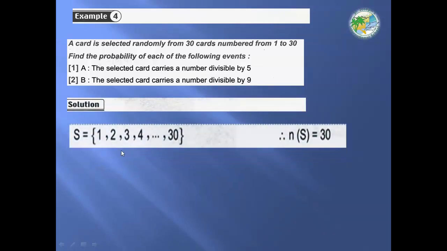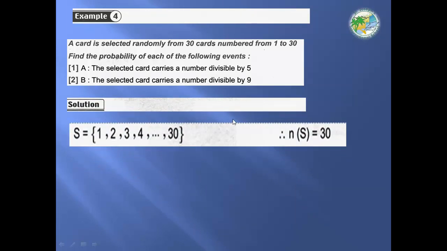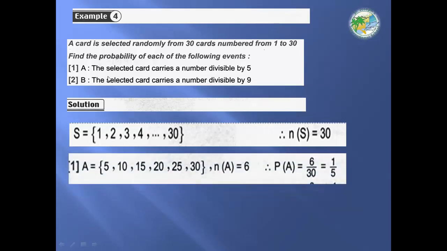Solution. We have numbers from 1 to 30, so the total number of outcomes equals 30. The first one, the selected card carries a number divisible by 5. Which numbers are divisible by 5? Start from 5, each time adding 5: 5 plus 5 is 10, plus 5 is 15, until the number 30. So how many numbers are divisible by 5? 1, 2, 3, 4, 5, 6 numbers. 6 over the total selected number, which equals 30. 6 over 30, dividing by 6, equals 1 over 5.